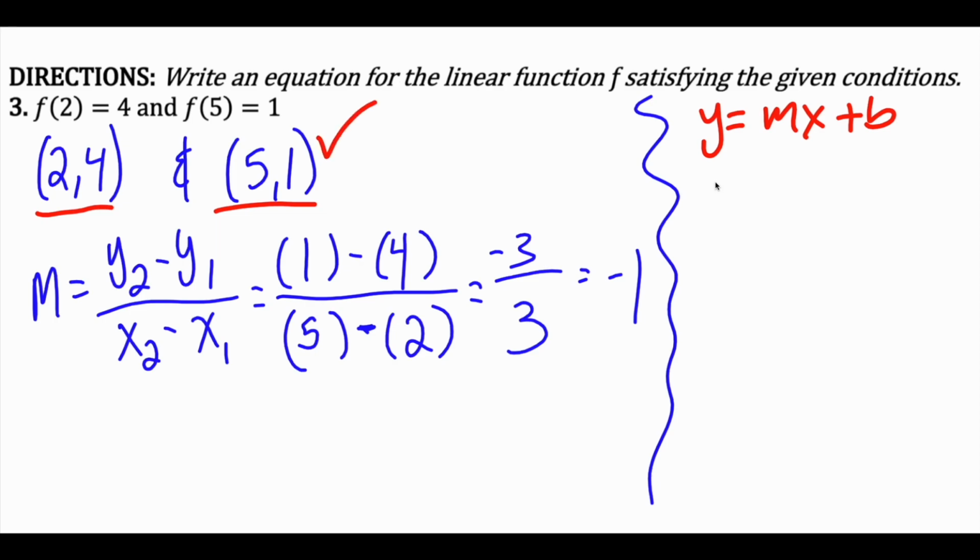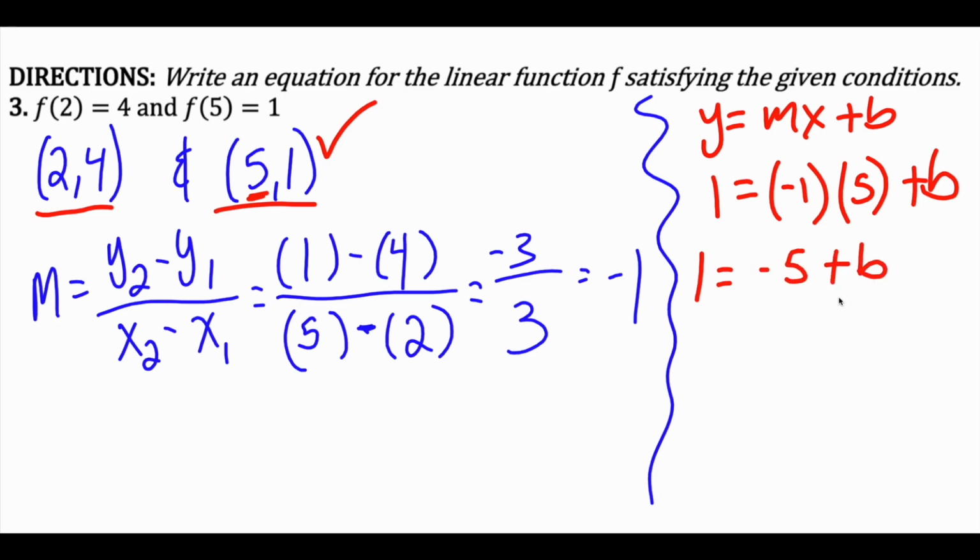So in that second one, y is 1. M we just solved for, that's a negative 1. X is 5. And then we are trying to solve this for b. So 1 is equal to negative 5 plus b. And we're going to move this guy over here by adding 5. We end up with 6 equals b.